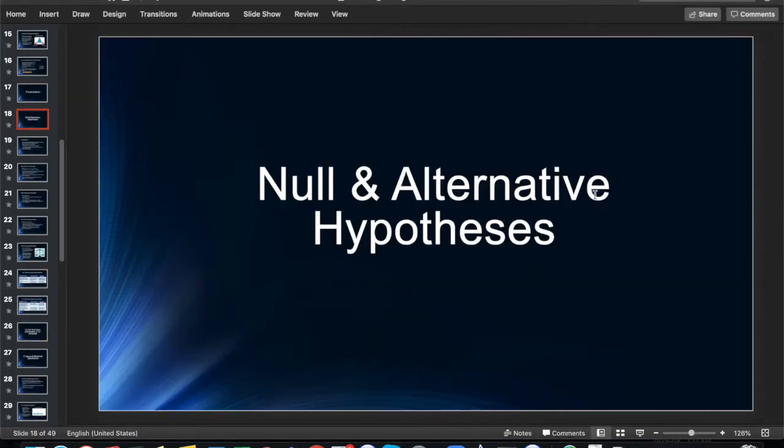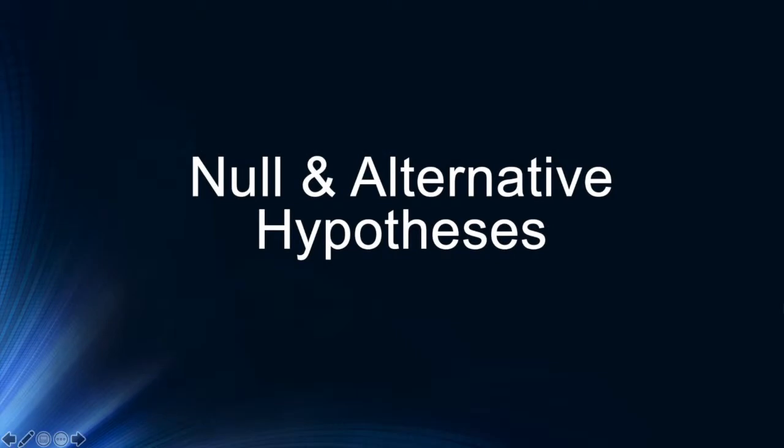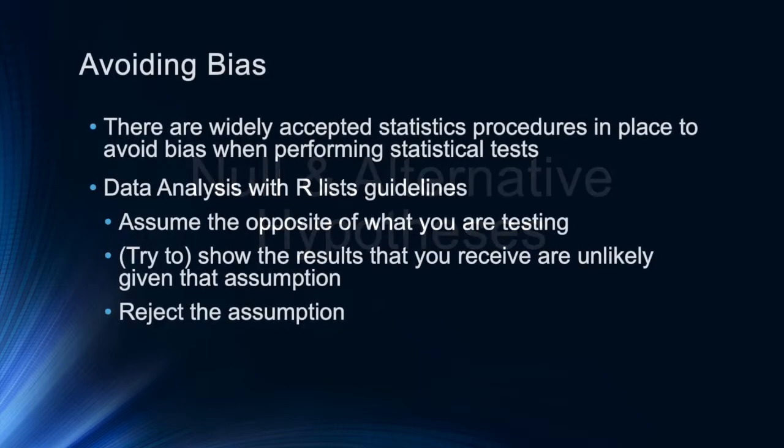What I'm about to show you is a structure that you would use for any statistical test or any experimental analysis. The idea of having a standard structure when you run a statistical test is to try to avoid bias. So there are widely accepted statistical procedures, and null and alternative hypotheses is one of them.